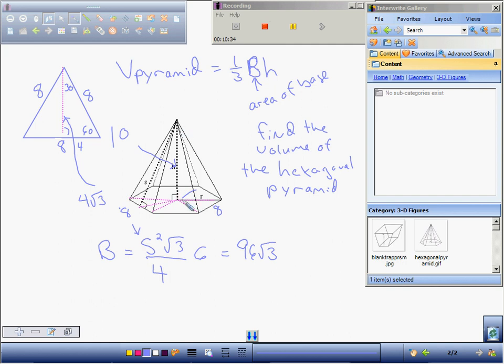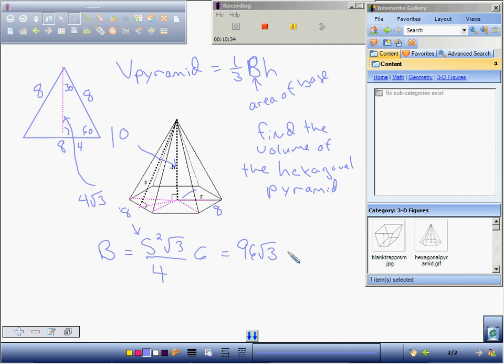Oh, they told me the height already, didn't they? So I don't really need anything else than that. But in some cases, maybe they give me the slant height, right? And then I'd have to do the Pythagorean theorem to find the height over here. And then knowing the radius, you would have to do the Pythagorean theorem, this squared minus this squared to find the height. But in this case, you don't have to do that.